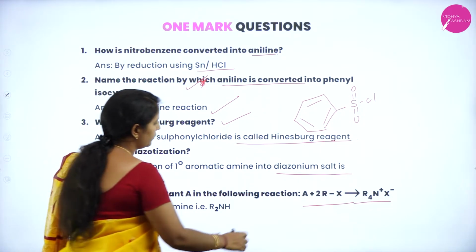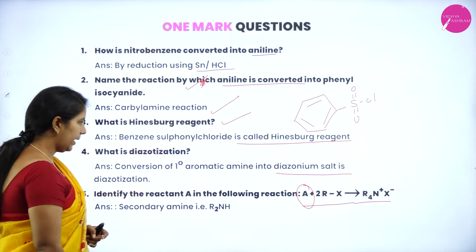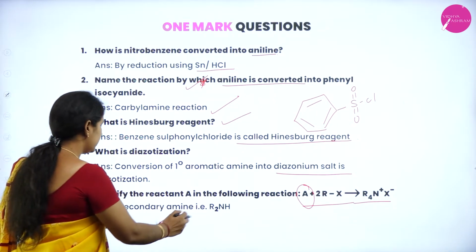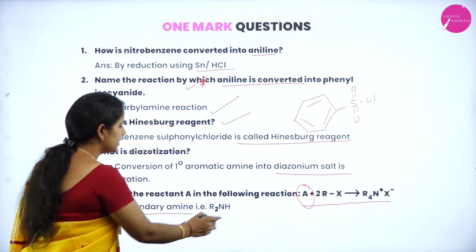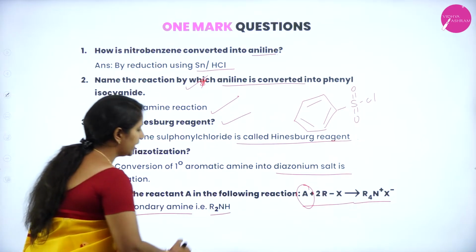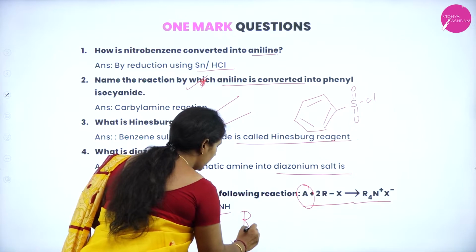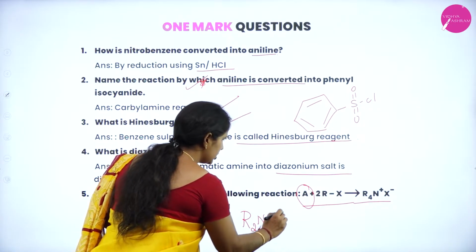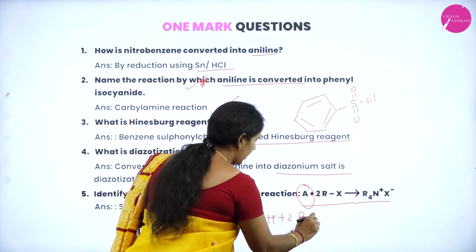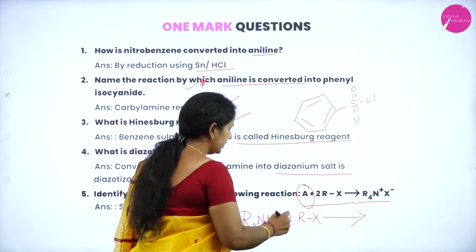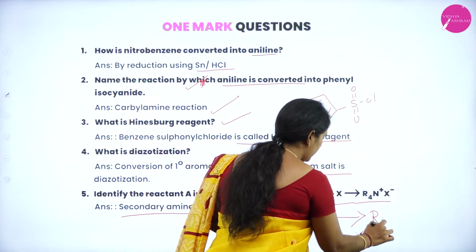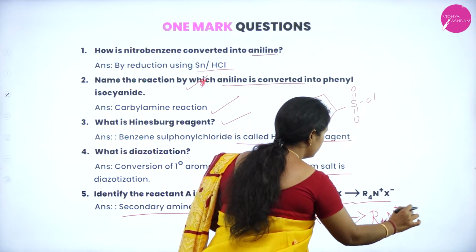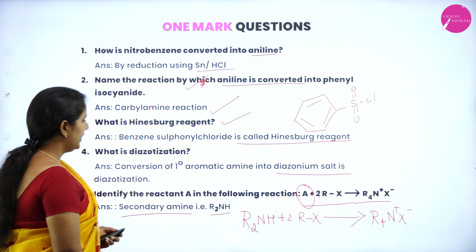So, you need to identify the reactant A. The reactant A is nothing but a secondary amine, that is R2NH. You can rewrite that reaction: R2NH plus 2 RX, that is an alkyl halide, which is going to give a quaternary ammonium salt. Okay. Next question.